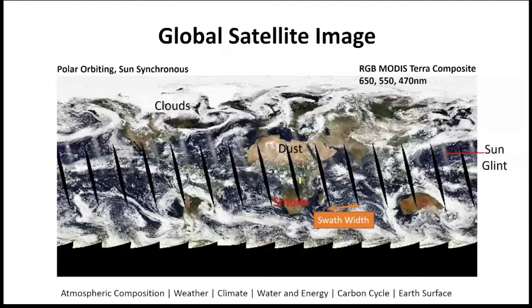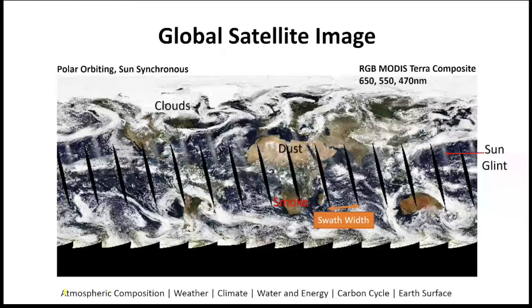If you take a look at this image, you have so many classes of features, if you will. And if you're a cloud scientist, you don't want to study water or land or smoke. So you need to be able to separate clouds. If you're interested in dust aerosols, you need the capability to remove this. And that's what we'll be talking a little bit about today as well.